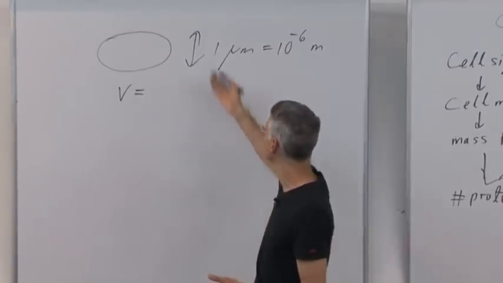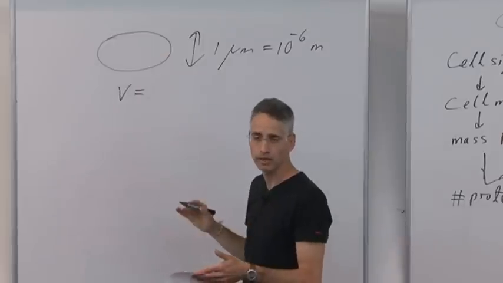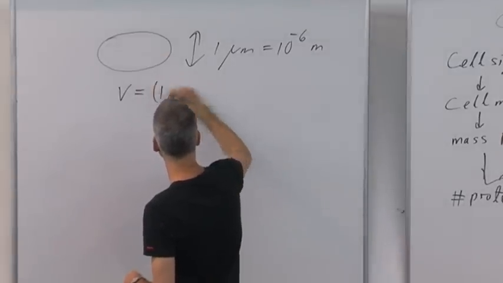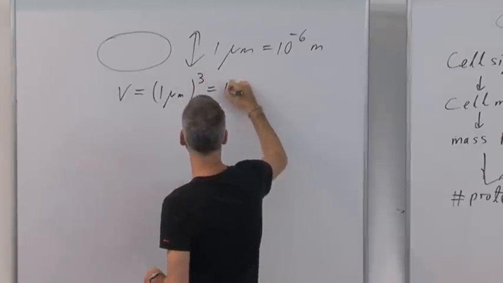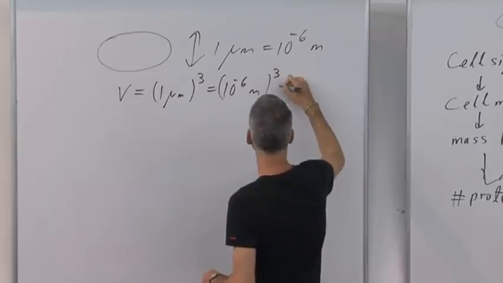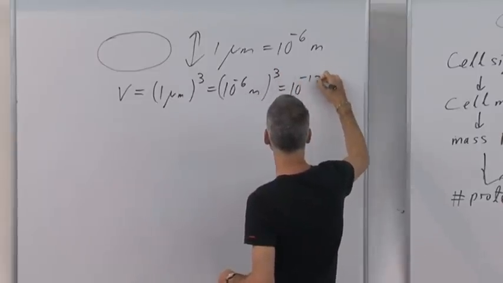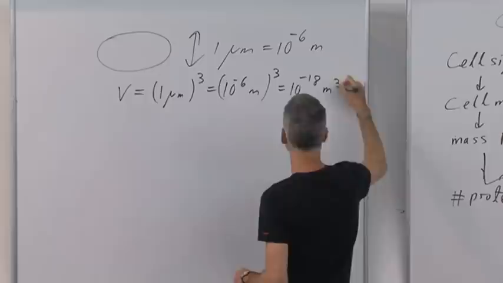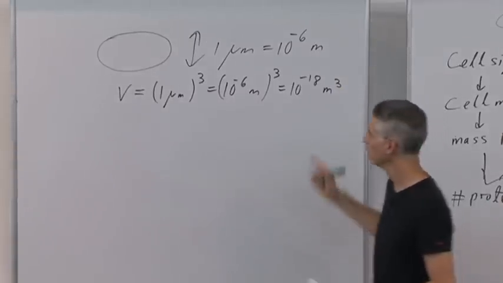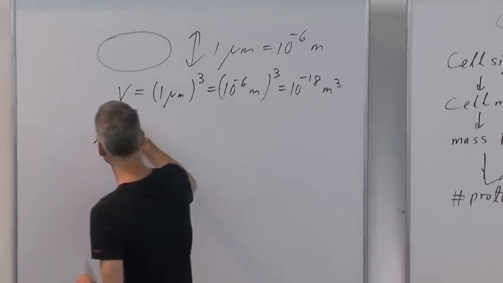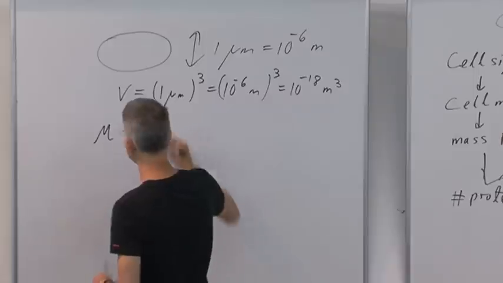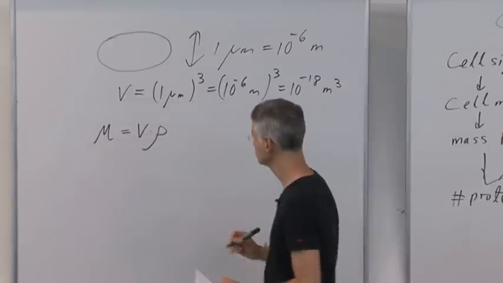So I would roughly say it's 1 micron by 1 micron by 1 micron. So about 1 micrometer cubed, or 10 to the minus 6 meter cubed. So that's 10 to the minus 18 meter cubed. OK, now I want to go to mass. So mass is the volume times the density, right?